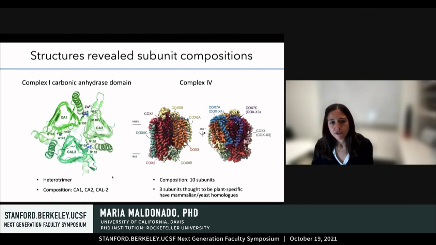Similarly, our structure of complex 4 also showed us the number and identity of subunits in plant complex 4. And again, by looking at the structure, we were able to determine that plant complex 4 has 10 subunits, and this is different from other organisms. And looking at the structure, we were also able to determine that 3 subunits here on the right, which were previously thought to be plant-specific because their sequences are highly divergent versus mammals and yeast, are in fact homologs of the subunits previously seen in the other organisms.